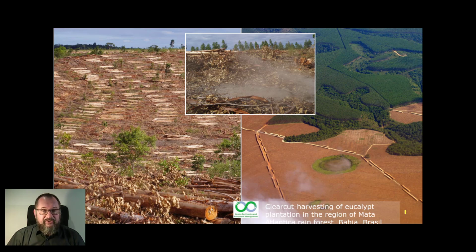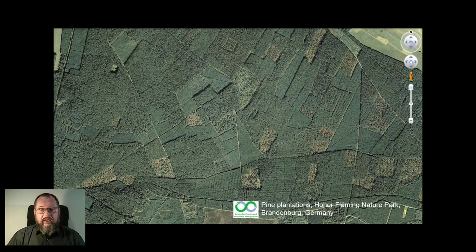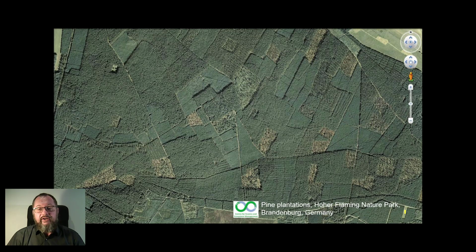For example, replacing species-rich and complex rainforest ecosystems by eucalypt plantations, as we can see here in the Mata Atlântica in Brazil. Humans introduce straight lines to the landscape. They put order to nature, which also means they simplify structure and functions.